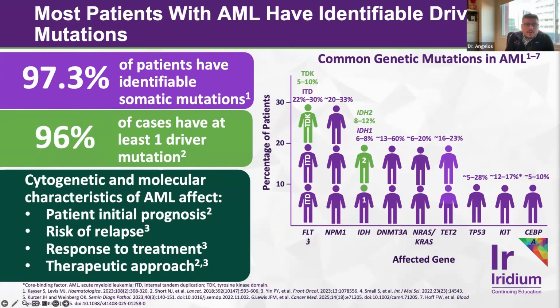So FLT3 is one predominant mutation that we often see with regularity. It's important to note there are two flavors of this mutation. There's an internal tandem duplication, an ITD mutation, and then also a tyrosine kinase domain mutation, a TKD mutation. And this is important because certain FLT3 inhibitors are only active against certain types of the FLT3 mutation. We also see with regularity NPM1 mutations, IDH1 and 2, and then some of these more adverse risk mutations like TP53, and then also NRAS and KRAS mutations.